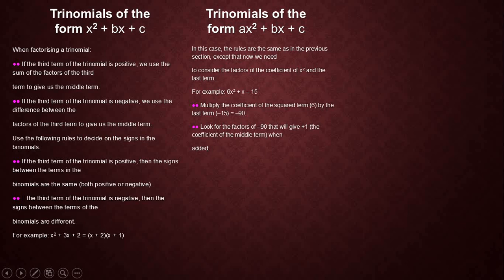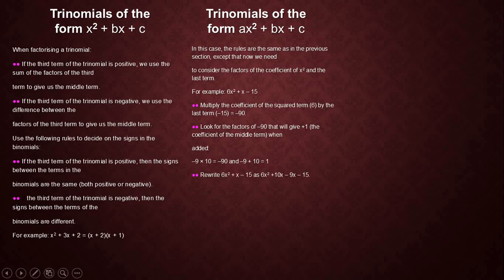The coefficient of the middle term, which is just what I said, when added. So when added, negative 9 multiplied by 10 is equal to negative 90. And negative 9 plus 10 gives you 1. So therefore now you have your factors.